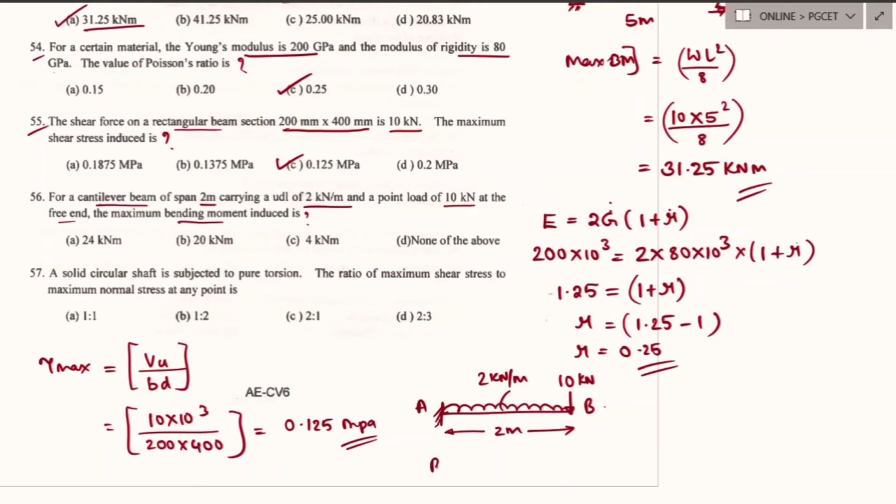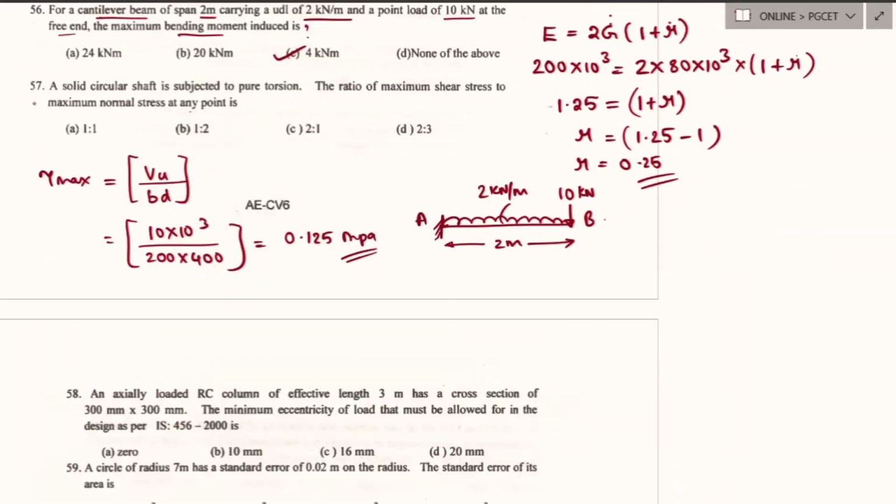Maximum bending moment is given by the formula W x square divided by 2 minus WL by 4. By substituting the values of intensity of UDL load and point load and the span length of the beam in the following formula, the maximum bending moment will be 4 kN/meter. So option C is the right answer, 4 kN/meter.